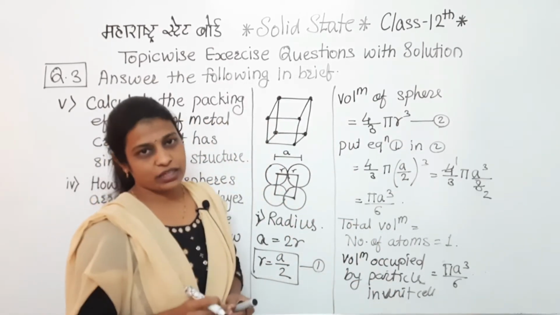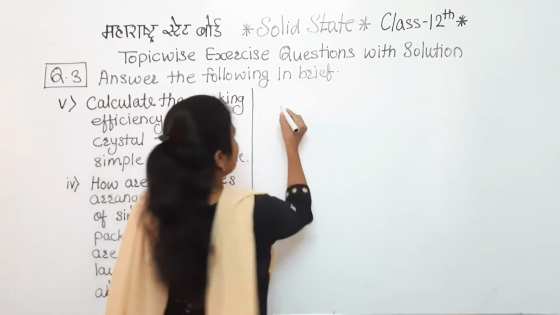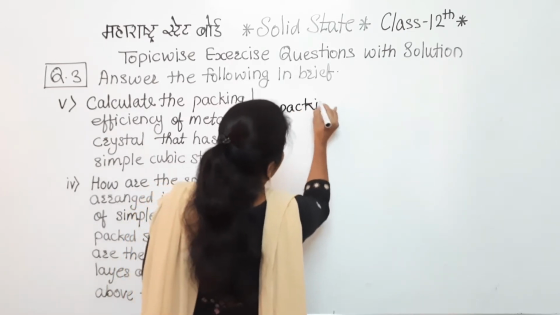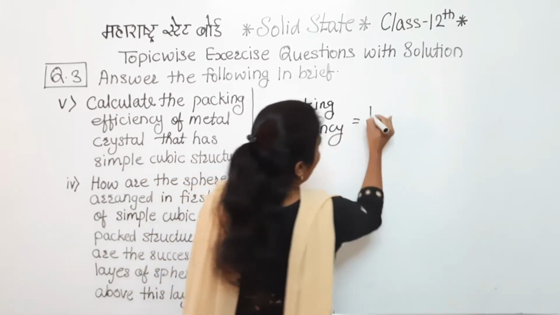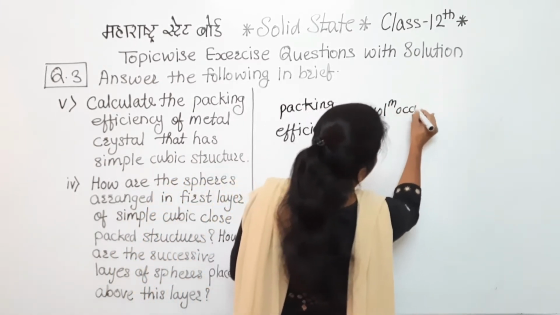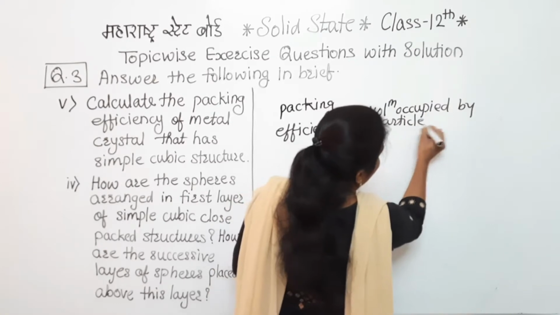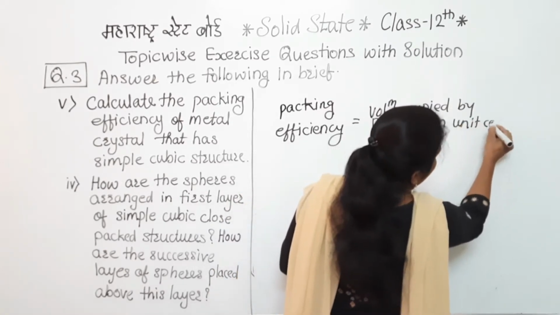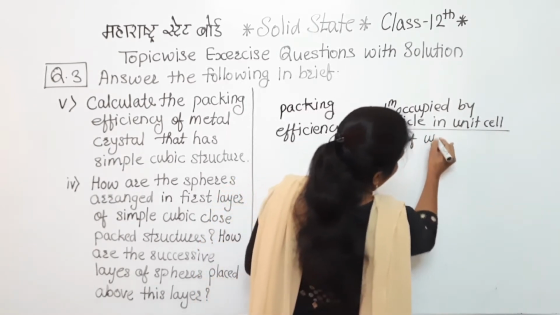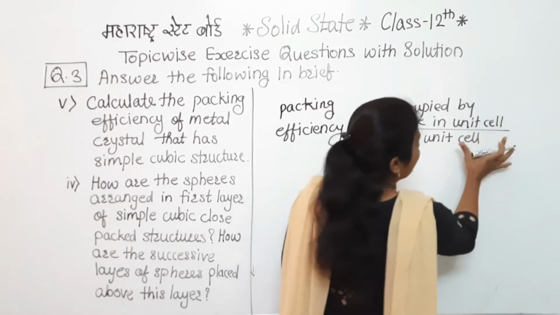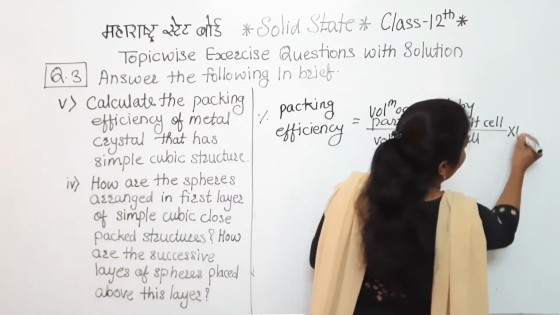Now simply we have to write the packing efficiency formula, and we have to put in all these values. What is the formula for the packing efficiency? See here, packing efficiency is equal to volume occupied by particle in unit cell divided by volume of unit cell. We have to find it in percentage form, meaning percentage packing efficiency, so we are multiplying with 100.